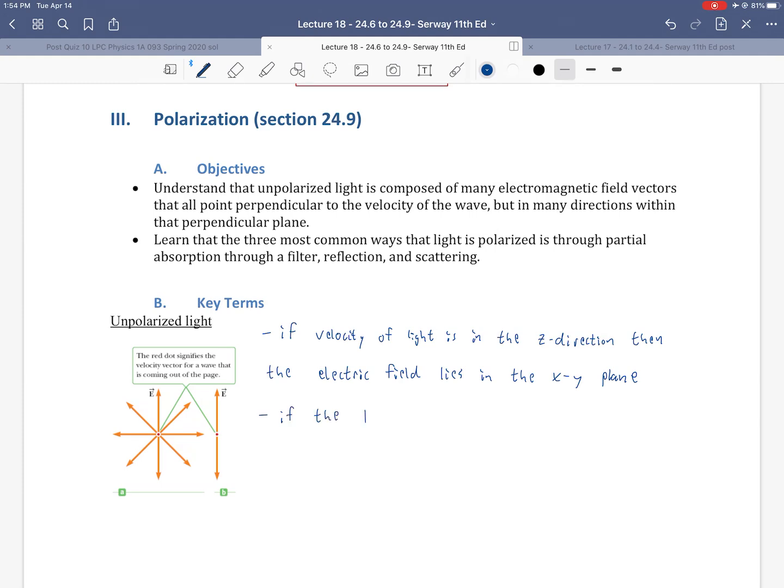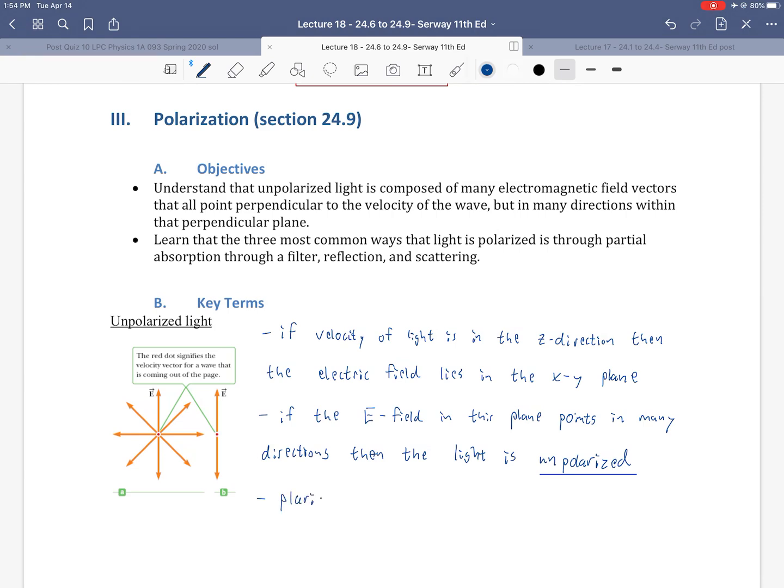Okay? If the E field in this plane points in many directions, then we call the light unpolarized. It's not directed. Okay. So the light is unpolarized. Now we're going to see there are ways to polarize that light. There are ways to give that light a particular defined direction, so it only points in one direction.